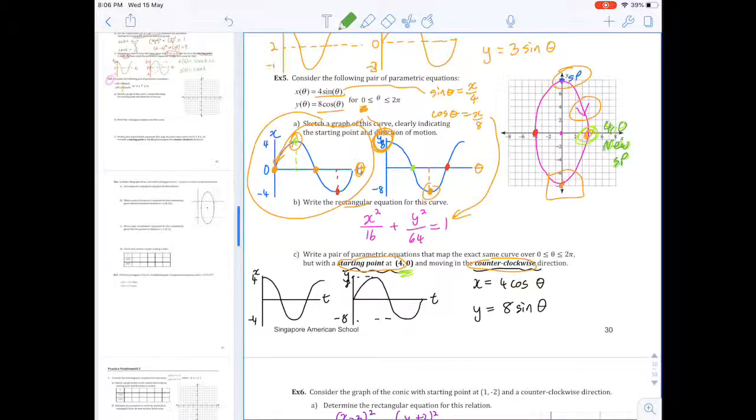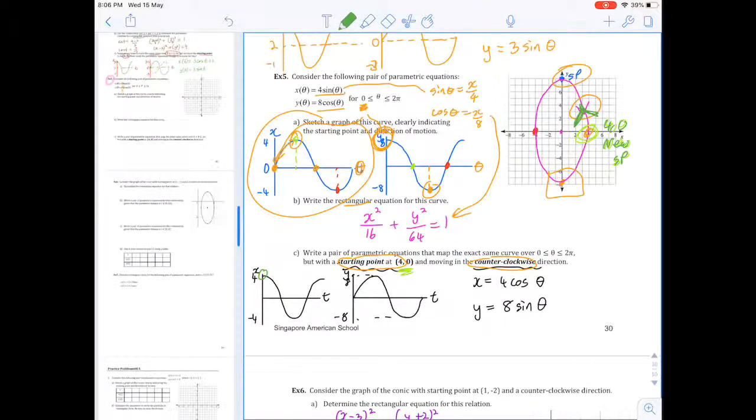We want the direction also to change, so the modifications we're going to make to the graph: x is now starting at its maximum, and then it's going to go to 0. The y value is going to start at 0 this time, and if we want it to go counterclockwise, we want y to go immediately to its maximum. So you can see from our graphs that x becomes 4 cosine theta and y becomes 8 sine theta, and that allows us to change our starting point and our direction.